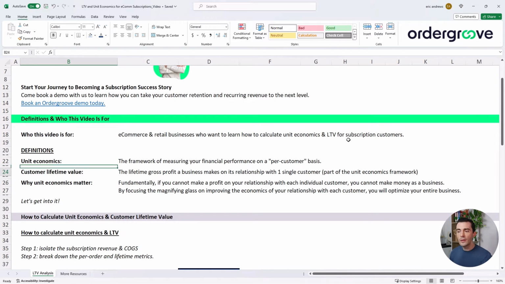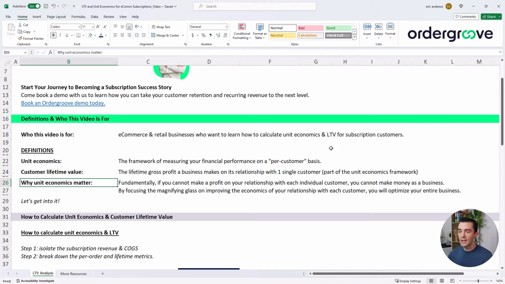So why do unit economics matter? Fundamentally, if you cannot make a profit on your relationship with each individual customer, you can't make money overall as a business. By focusing the magnifying glass on improving the economics of your relationship with each individual customer, you will optimize your entire business. So this allows you to see what's going on more clearly inside your business.